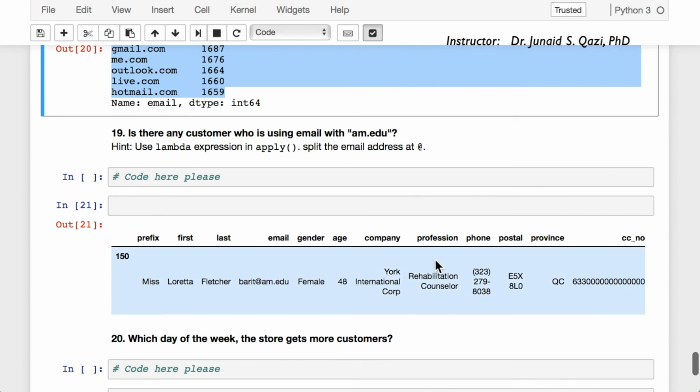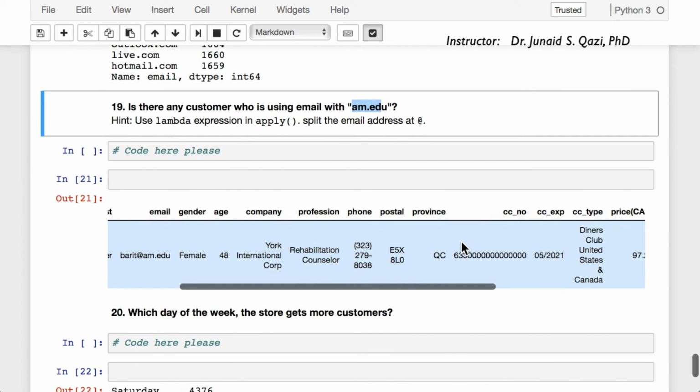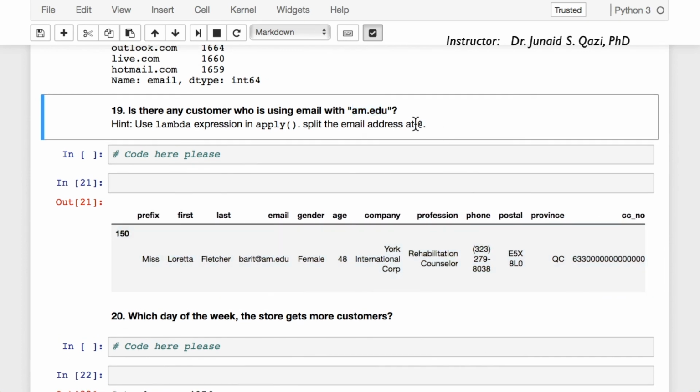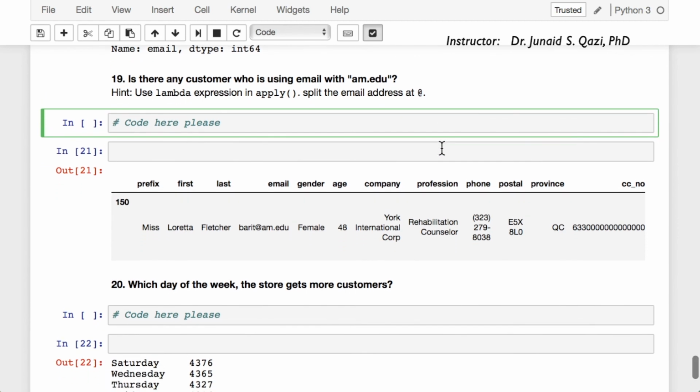Question 19. Is there any customer who is using an email with am.edu? So you have to apply the condition and find out if anyone is using am.edu, and yes, one customer is using am.edu. Hint is use a lambda expression in apply, and split the email address at the at sign. I hope it should be easier for you as well. If you remember, we have done such tasks in the previous lectures.